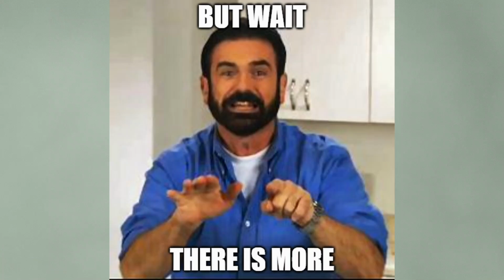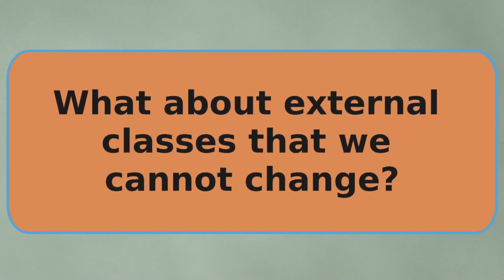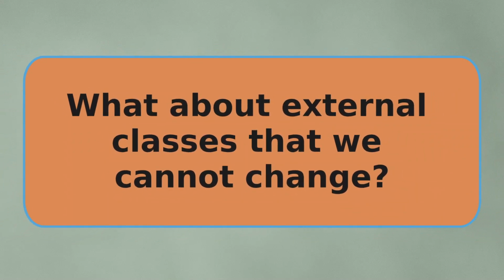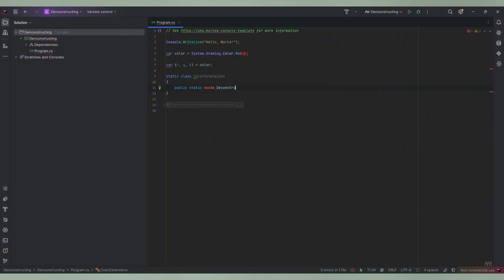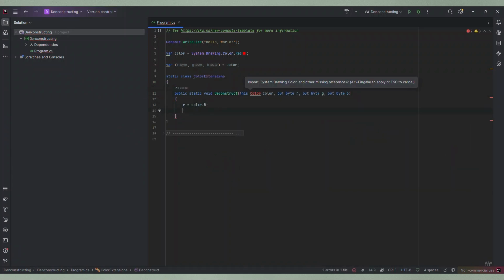Awesome! But is that all? Of course not. What if you want to use deconstruction on classes that you cannot extend with the deconstruct method because they are third-party code? Well, just implement the deconstruct method for that type as an extension method, with the same signature rules as before.